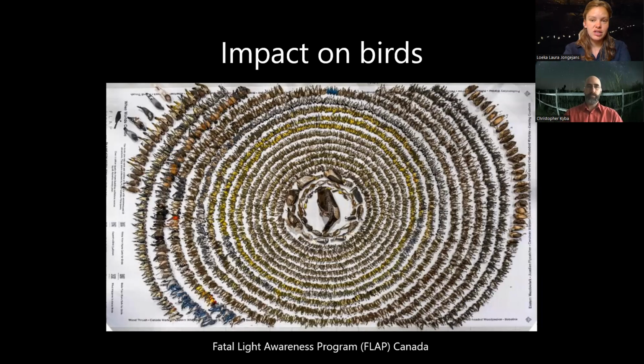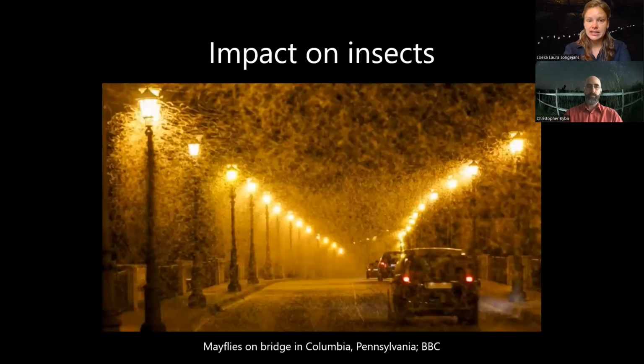Another effect artificial light at night has is on insects. And as we all know, insects gather around lamps. And with that, they lose energy for mating, foraging, and pollinating our crops. So that also has an effect on our agriculture. And here in this example in the USA, there are so many mayflies gathering around this bridge that it's actually dangerous for cars.